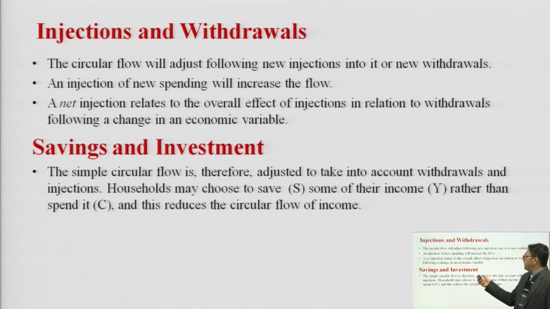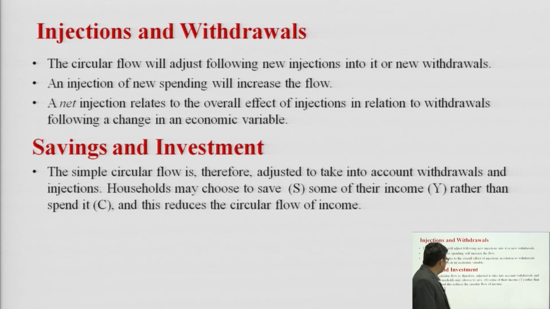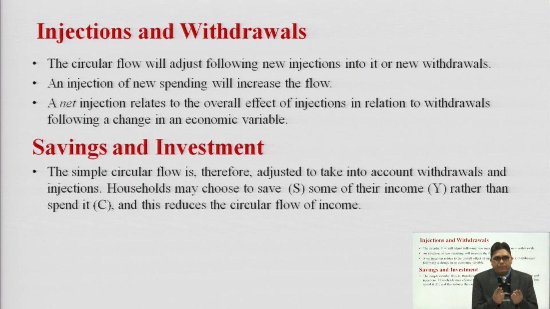The overall effect of injection in relation to withdrawal follows changes in economic variables. Next is about savings and investment. The simple circular flow is therefore adjusted to take into account withdrawal and injection. Households may choose to save some of their income rather than spend it, and this reduces the circular flow of income into the economy. So till now I have discussed the two sector economy and the three sector economy.